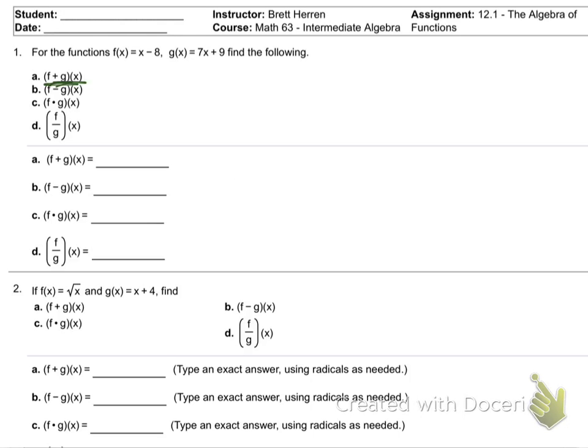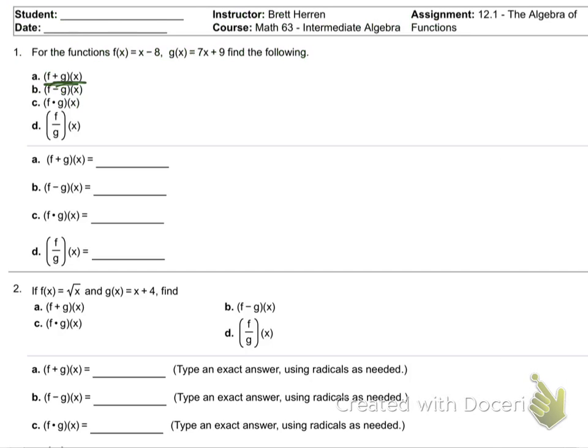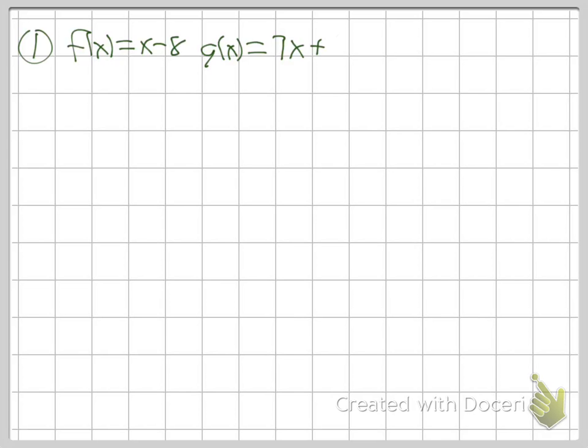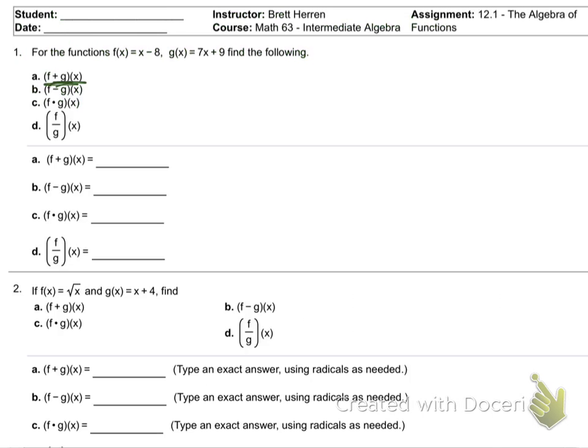So let me just get a fresh screen here. Wait, what am I doing? I'm getting confused. Okay, so what was it? x minus 8. So number 1. And then g of x is, what was it? 7x plus 8 or something? Plus 9. And this is section 12.1.